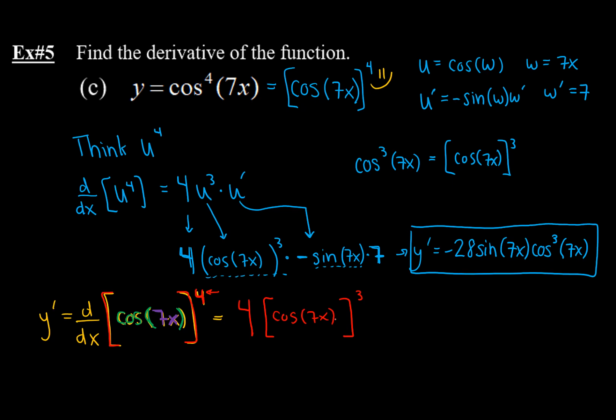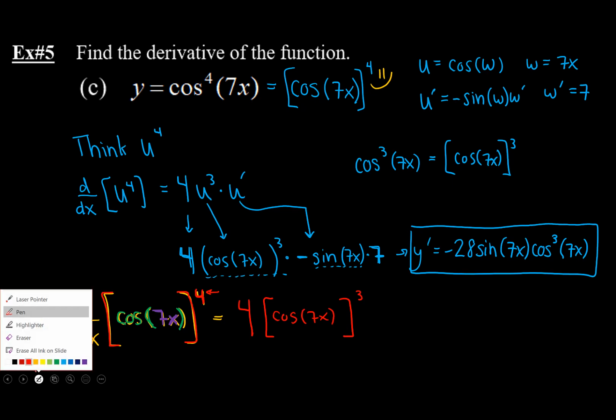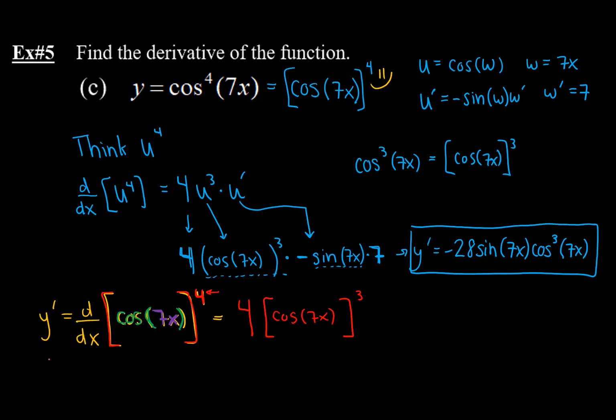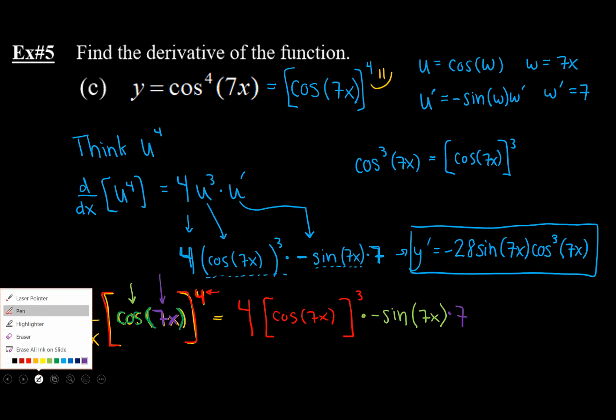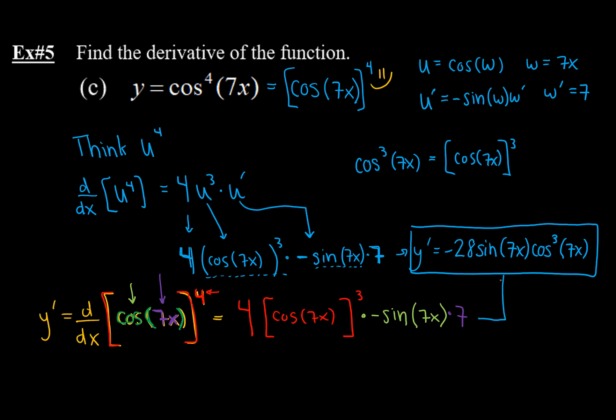The inside is left alone. It stays the same. We haven't changed it. However, I have to take the derivative of the inside. So now I'm going to take the derivative of the cosine, and the derivative of the cosine is negative sine. But the inside goes along for the ride. And now I take the derivative of the last inside, and that is 7. Notice if I put all of that together, I get this handsome little devil right there.